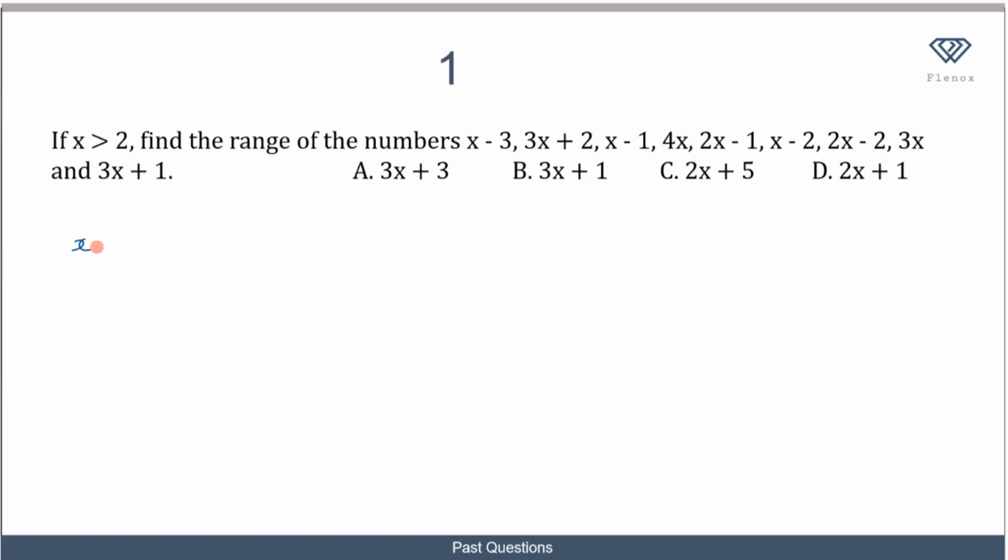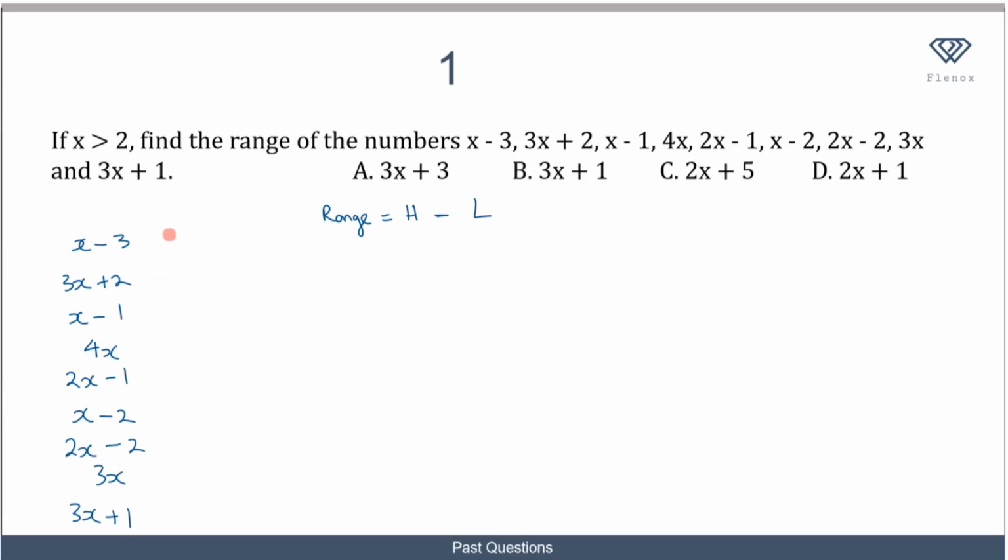x minus 3, 3x plus 2, x minus 1, 4x, 2x minus 1, x minus 2, 2x minus 2 rather, 3x, and 3x plus 1. So we are told that if x is greater than 2, we should find the range. So we know that the range is given as what? The highest number minus the lowest number. But how do we figure out the highest number and the lowest number from this set?